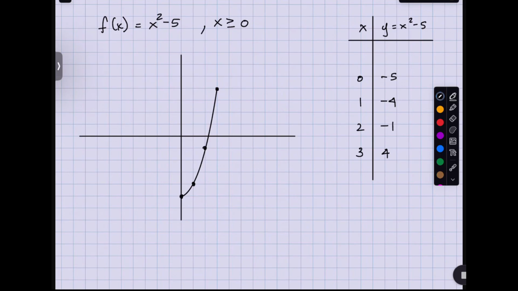Okay. So how do I find the inverse? What do I do with them? Okay. Let's switch them.